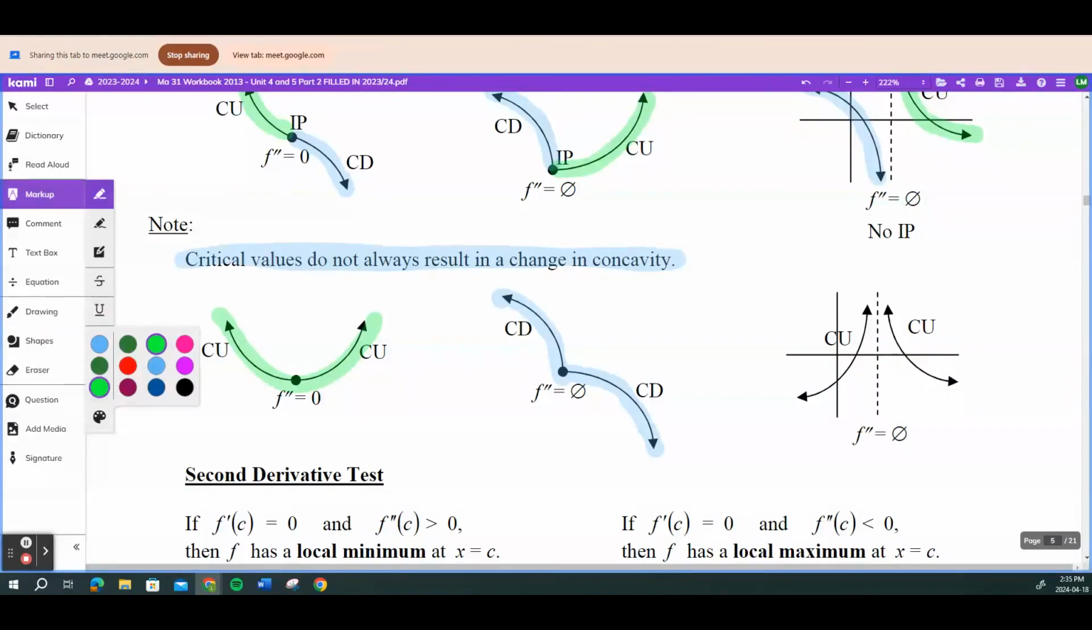And then with our last example, we've got concave up on both sides of the vertical asymptote. So right where the vertical asymptote is, that's where our second derivative does not exist. But there's no inflection point because A, the graph isn't continuous at this point, and B, there's no change in concavity.